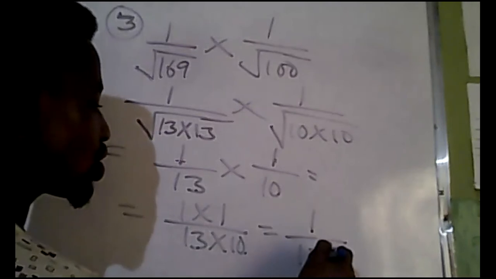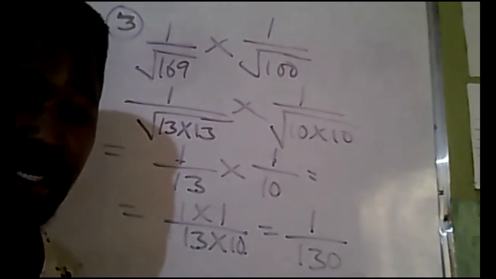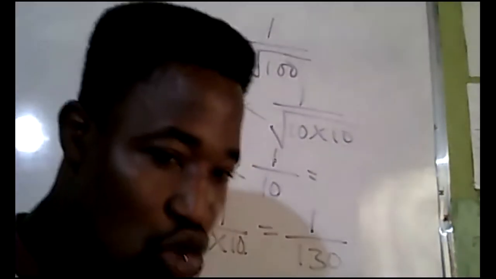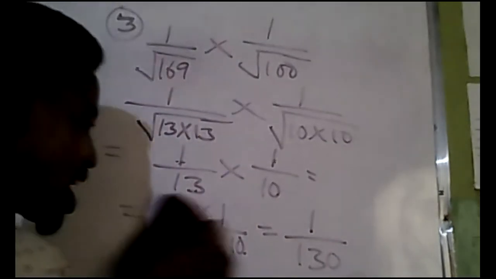13 times 10 is 130, and that's your answer. Is that clear? So let's go to the last one and we're done with today's class. The last question, the last exercise before we end the class.